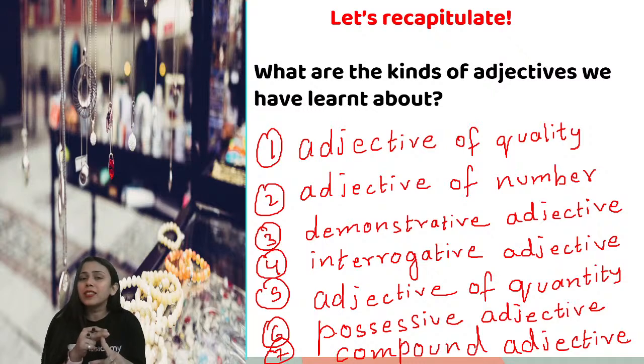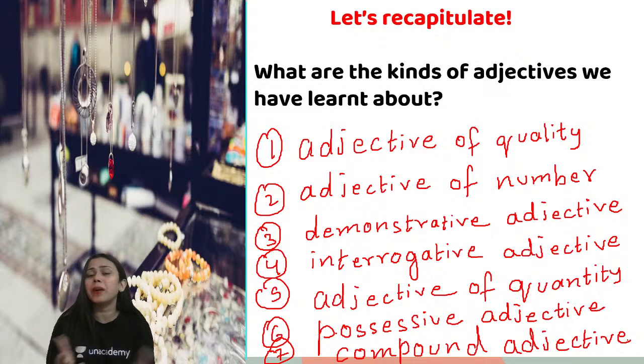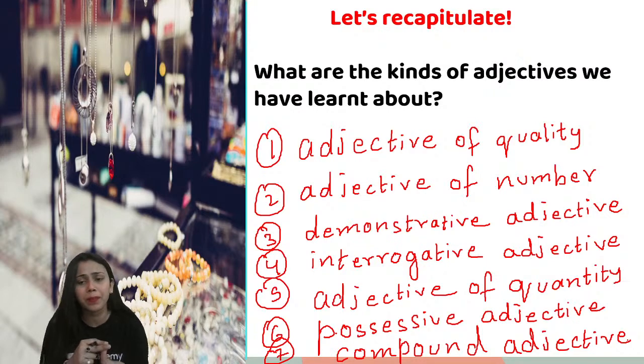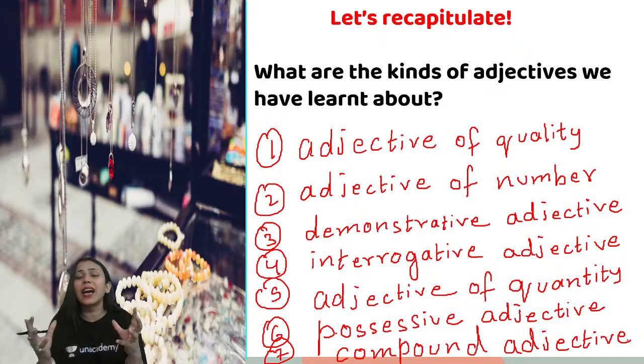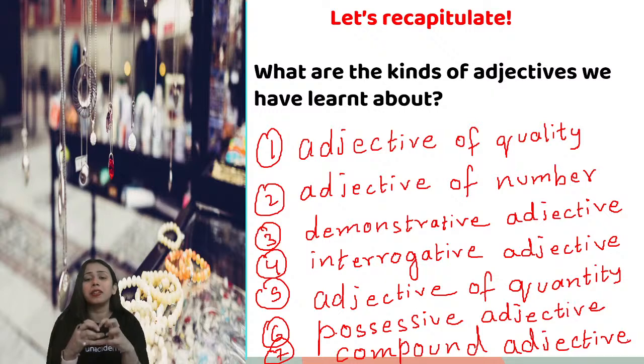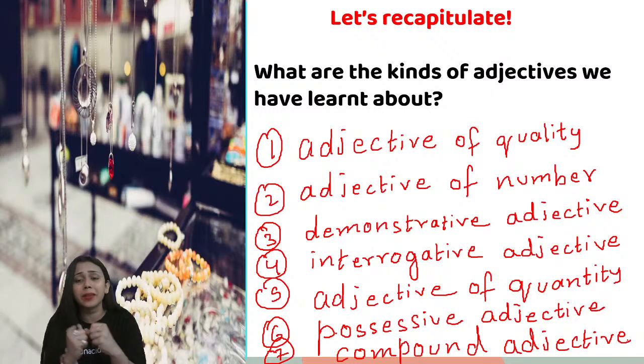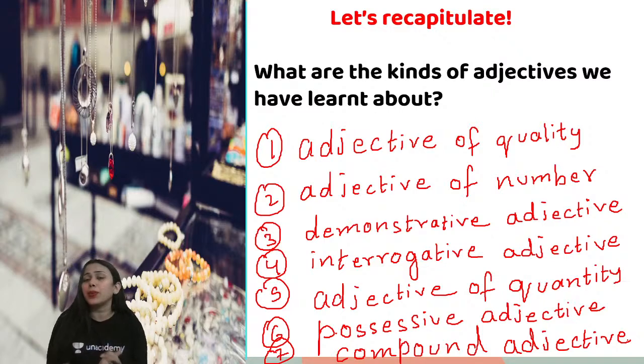Then we learned possessive adjective, means the words that help us to express the ownership of the noun, who owns the noun. Such words are called possessive adjectives. Then compound adjectives, means the adjectives that are made of two words. ऐसे adjectives दो word से बने या दो से ज्यादा word से बने हैं. They are called compound adjectives. So these are the adjectives that we have learned about.